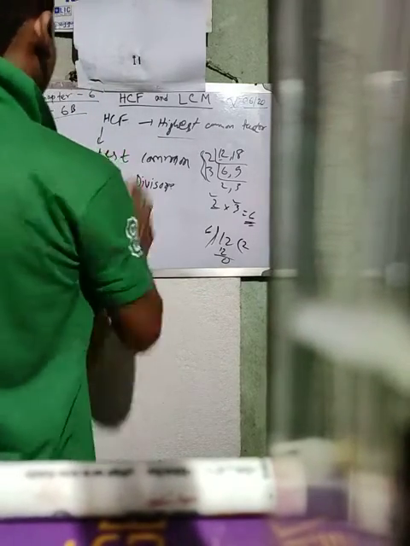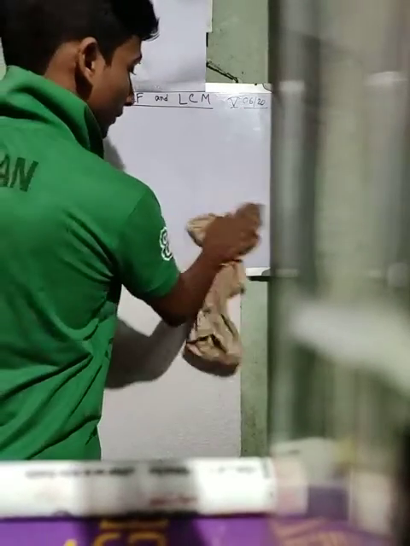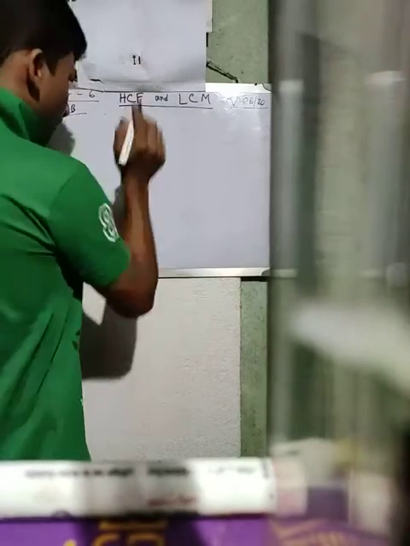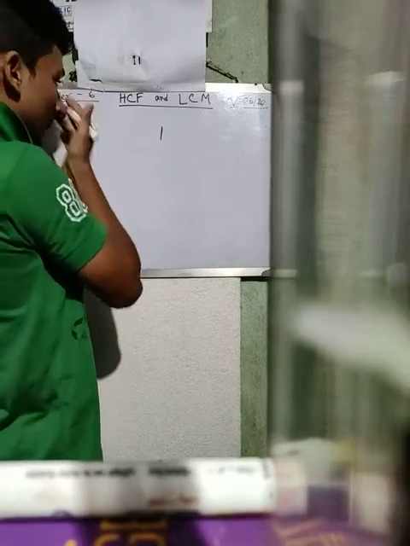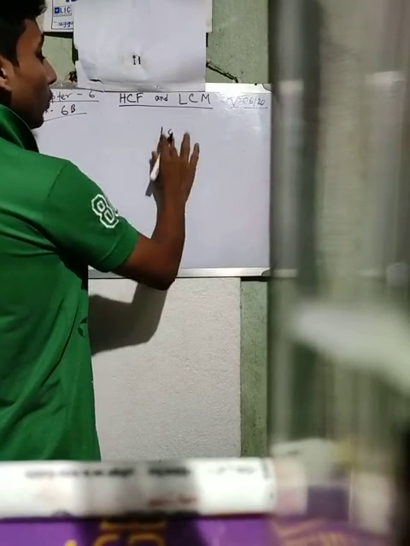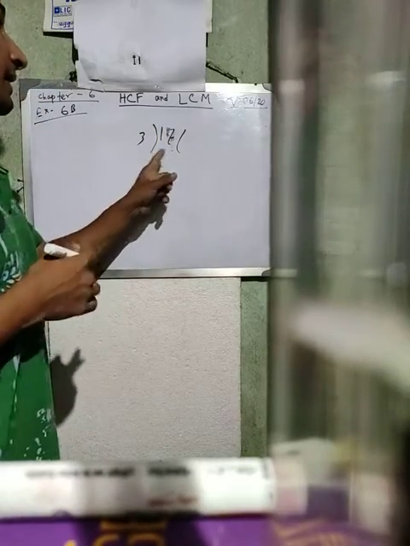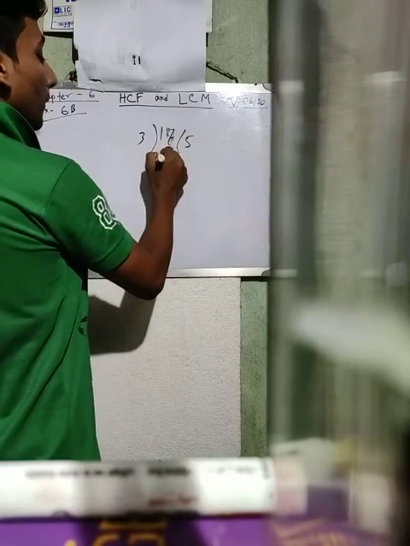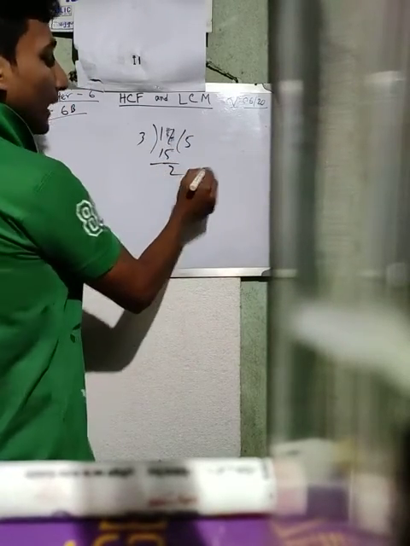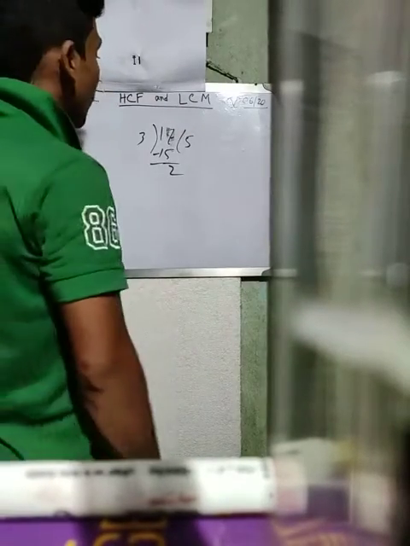Next. Again, one thing: if I divide 17 with 3, here 17 is the dividend and 3 is the divisor. Then what will we get? 3 fives are 15. So the remainder is 2. The remainder is 2, right?